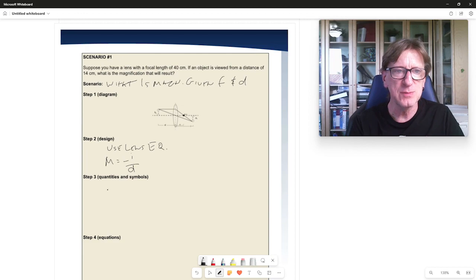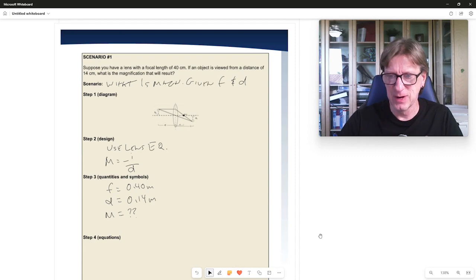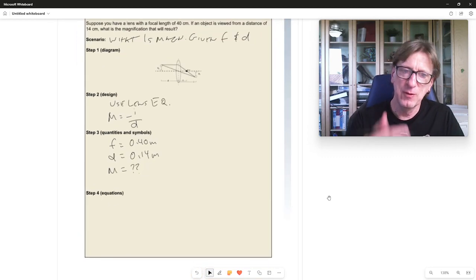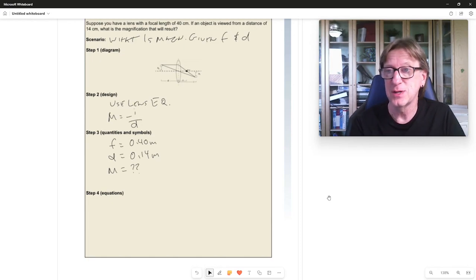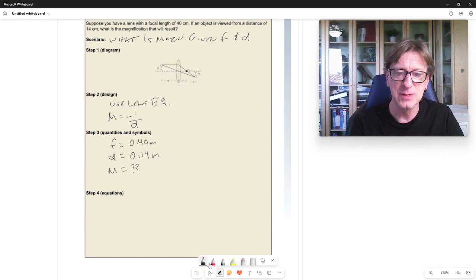Let's go ahead and write down our symbols then. Our focal length f is going to be 40 centimeters, so that's 0.40 meters. Our object distance is 14 centimeters, so that's going to be 0.14 meters. And what we want is m, which of course has no units. Now, we know that we're going to eventually need I for this, because that's already in our plan. However, it's good practice not to add any symbols in until you need them, because you never know, things may cancel out or something like that.